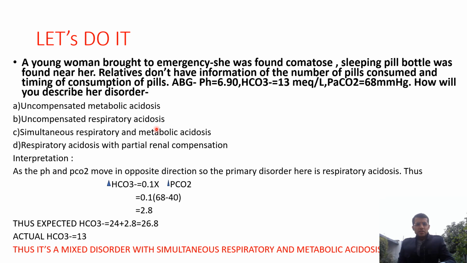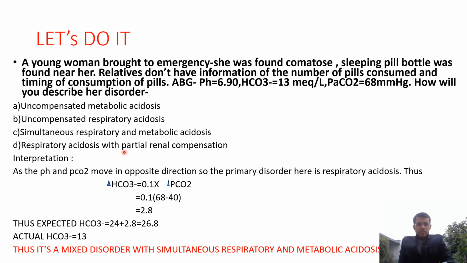How will you describe a disorder? Whether it is uncompensated metabolic acidosis, or whether it is uncompensated respiratory acidosis. So we have to see whether it is simultaneous respiratory metabolic acidosis, respiratory acidosis with partial renal compensation. Out of the four, what do you say? How will you say what the woman is having?